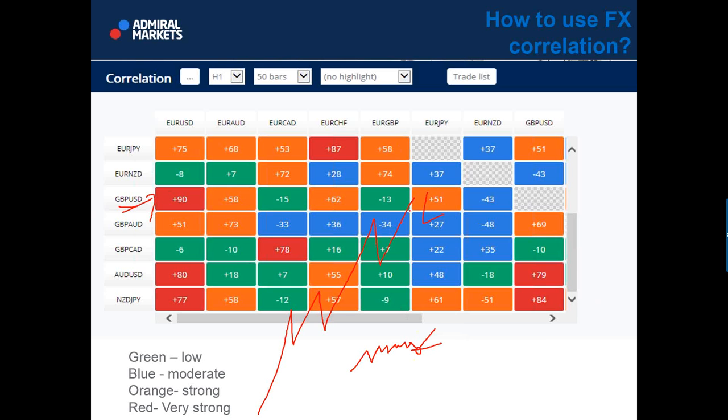Because if GBP dollar is going up, euro yen maybe will go up, but not at the same strength, it will not be the same movement. But yes, it will be another confirmation. If you have a euro yen signal to go long, that's good because it will follow GBP dollar. But be aware where you get the entries, guys.